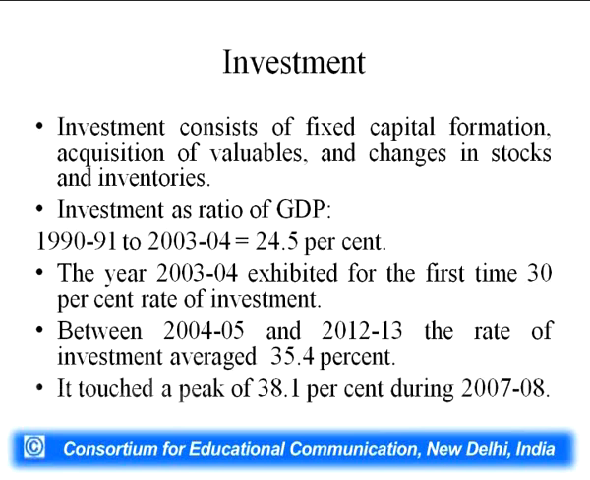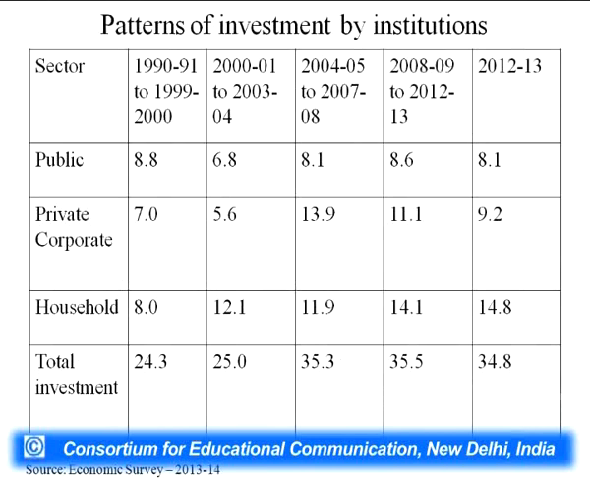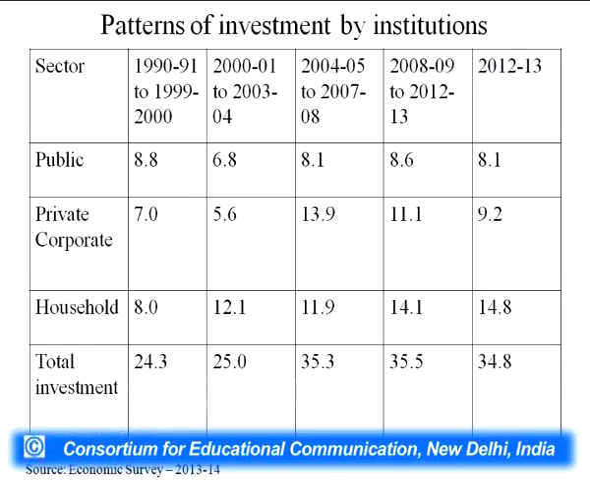Between 2004-05 and 2012-13, the rate of investment averaged about 35.4%, and it touched a peak of 38.1% during the year 2007-08. The year 2007-08 was a very good year in terms of the rate of economic growth. This table shows the pattern of investment by institutions.